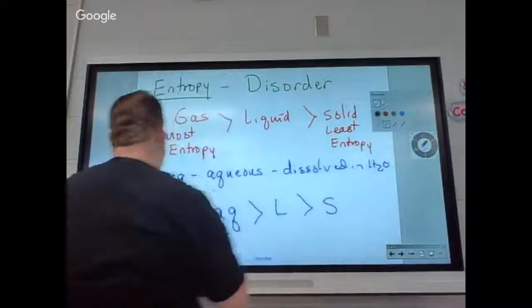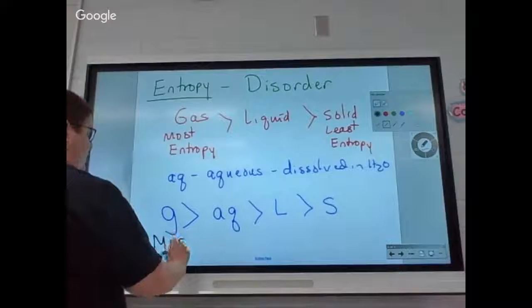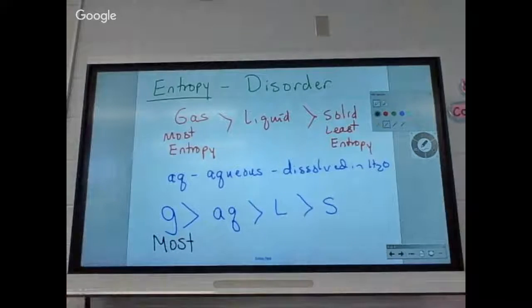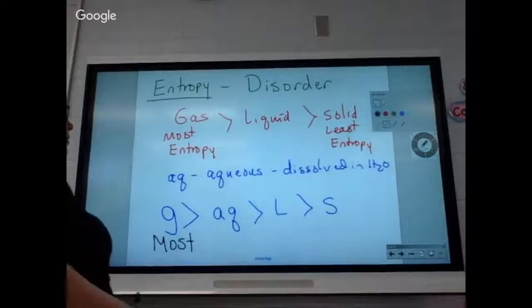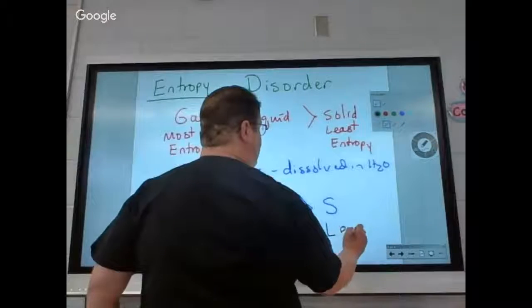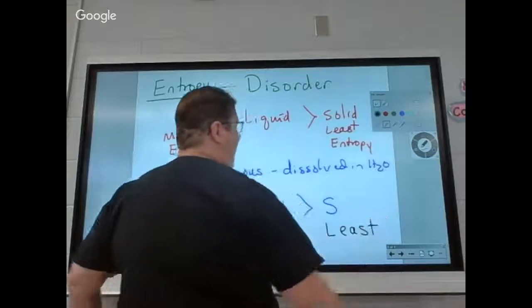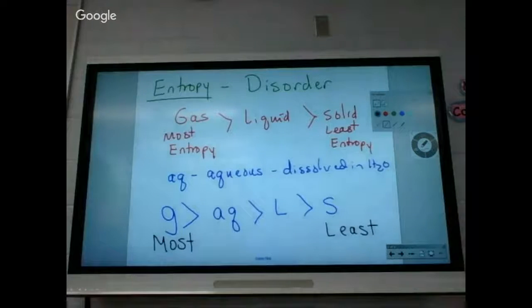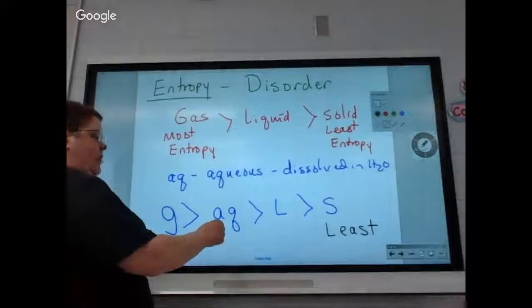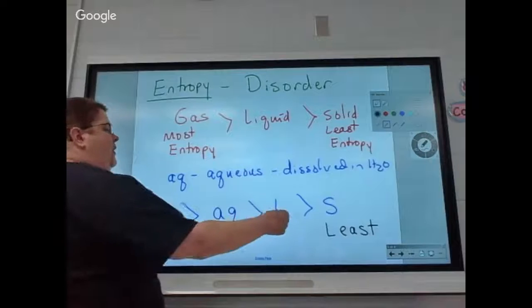So a gas is always going to be the most because its particles have the most speed, the farthest apart, so they're always going to have the most disorder. And the solid is always going to have the least because they have that fixed geometric pattern. But the liquid and the aqueous are both in the liquid state, but the aqueous has stuff dissolved in it. Does the liquid have stuff dissolved in it? No, so the aqueous is going to have more disorder than a liquid does.